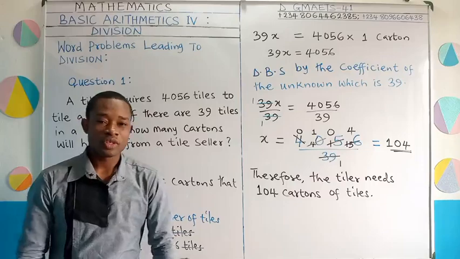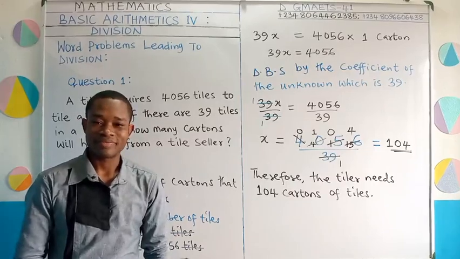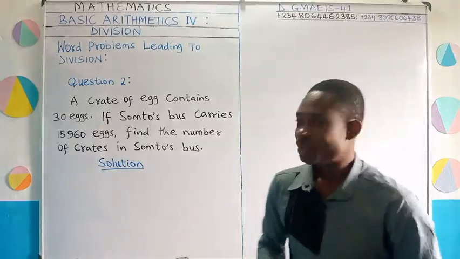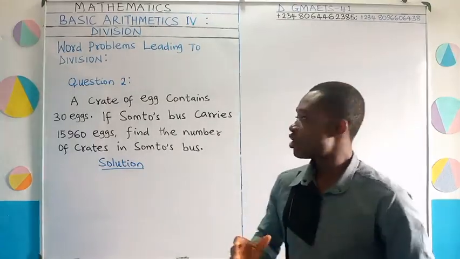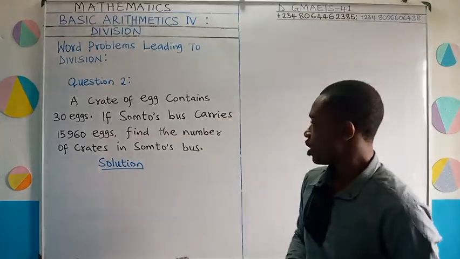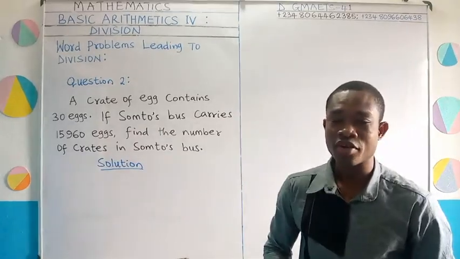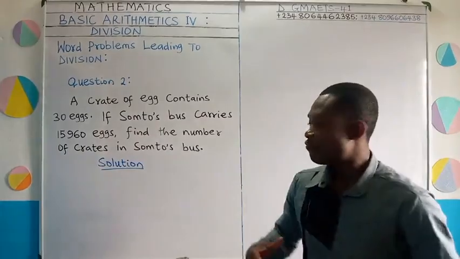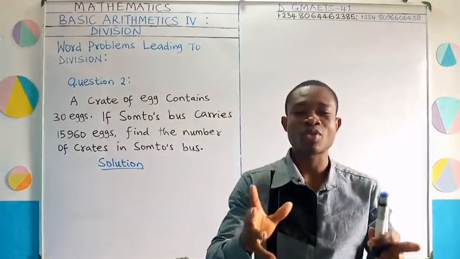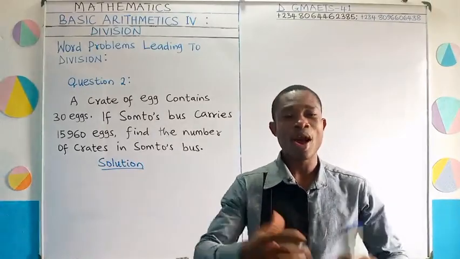Let's move on to question number 2. In this question number 2, we have that a crate of egg contains 30 eggs. If Sumto's bus carries 15,960 eggs, find the number of crates in Sumto's bus. I love this question. Do you know why?